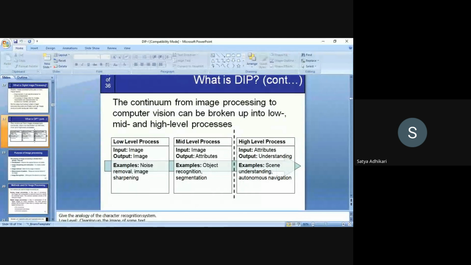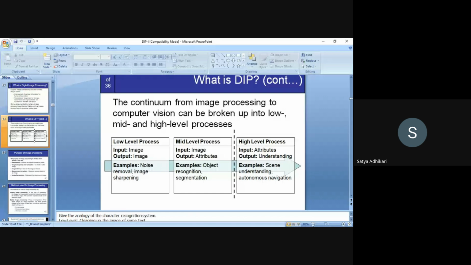The low level and middle level are not used nowadays. Nowadays high level processes are used. We'll discuss the different high level processes used in DIP. This is the first class, so we are covering what DIP is and why we need DIP. In coming classes, we'll discuss the processes used for the high level process. So now we are in the high level process.